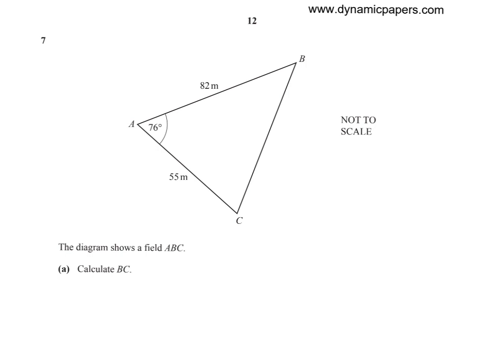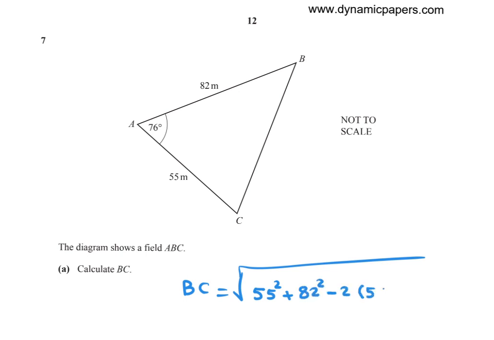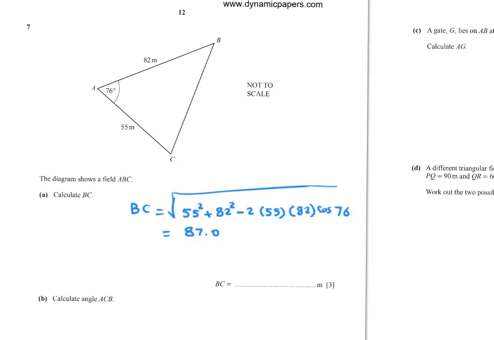Number 7, the diagram shows a field ABC. Calculate BC. We have two sides and the included angle, so you can use the cosine rule to find BC. So BC equals the square root of 55 squared plus 82 squared minus 2 times 55 times 82 times cosine of 76, which equals 87.0 to 3 significant figures.